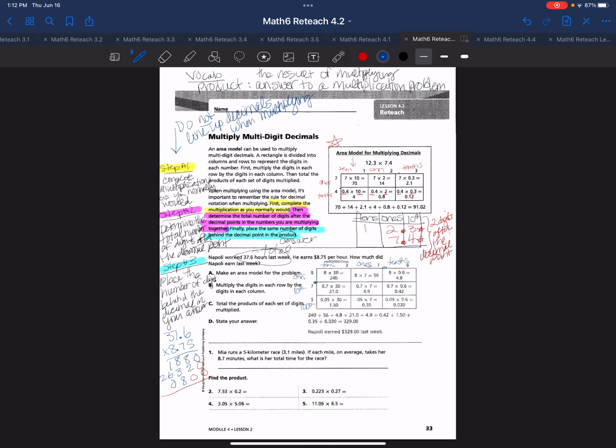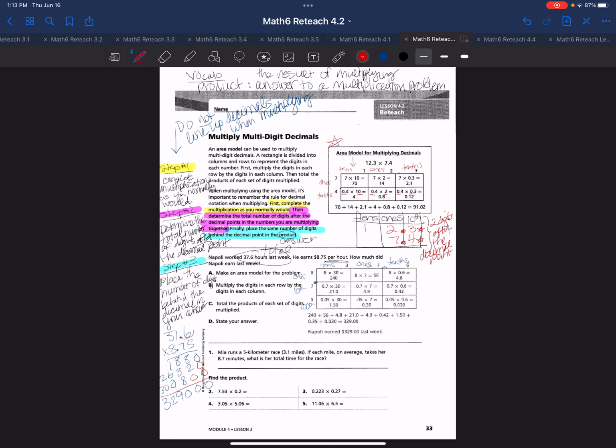So when you do this, you've got to really make sure you're lining up your digits. Now we're adding. So 0, 0, 0, 9, 2, 3. Okay. Now it says determine, now we're on, so this is all step 1. Now it says determine, that's step 2, the total number of digits after the decimal point.